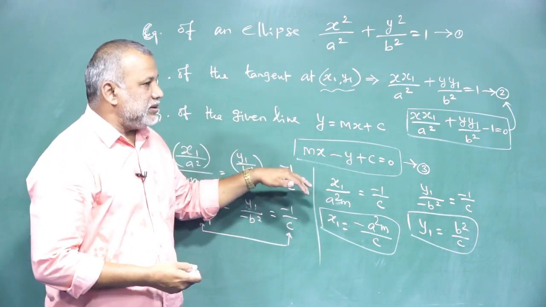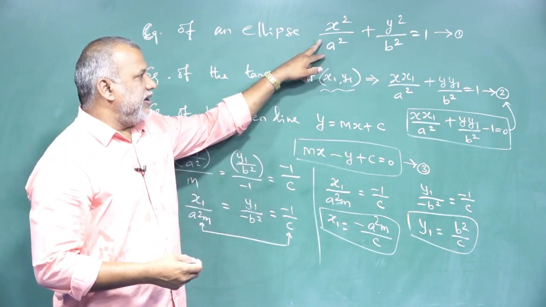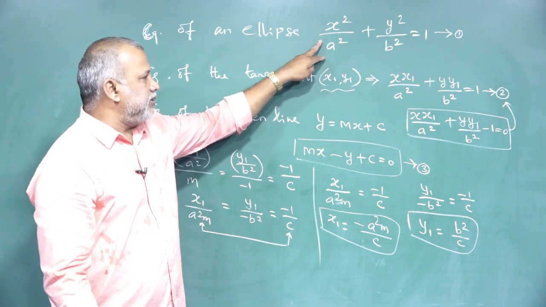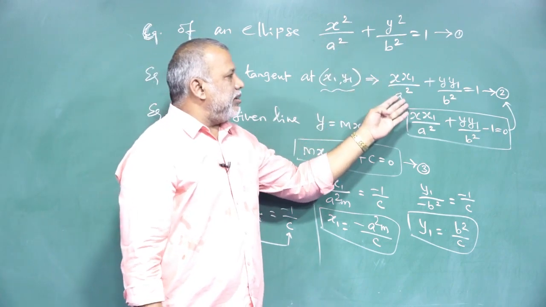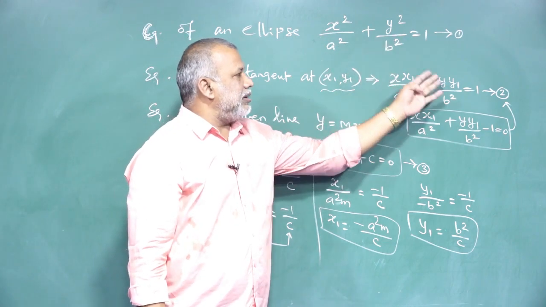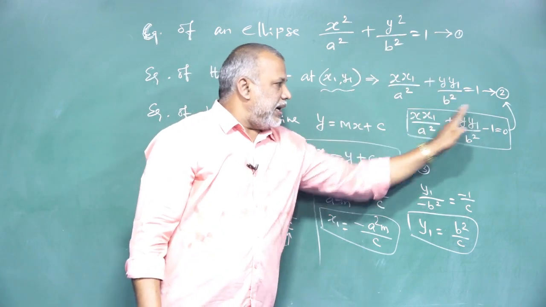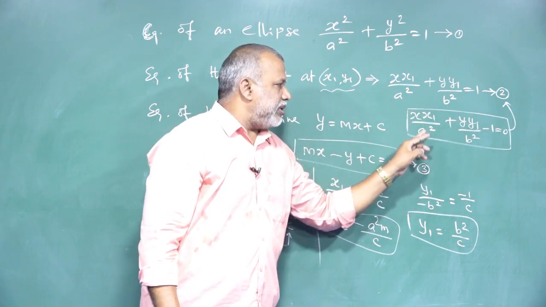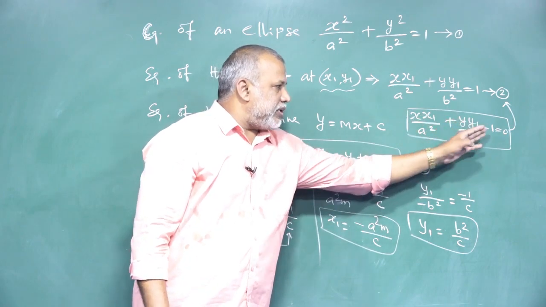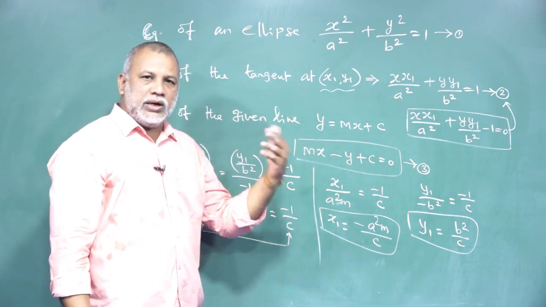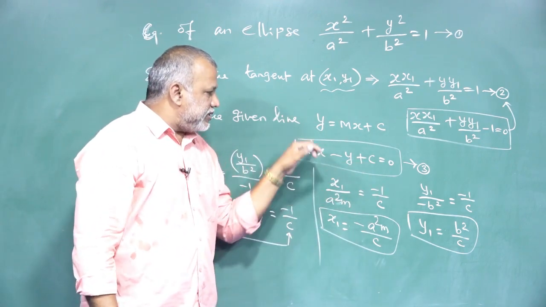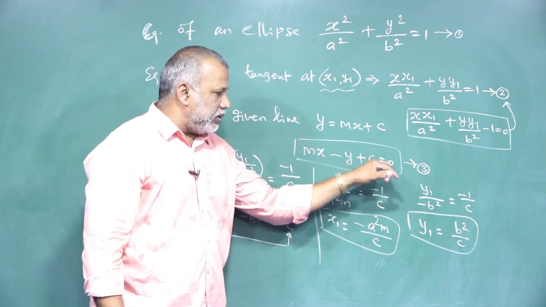So far, just listen to this concept. Given an ellipse, that means the standard equation of an ellipse. The equation of the tangent at x1 comma y1: x squared is replaced by xx1 by a squared, y squared is replaced by yy1 by b squared, equal to 1. I can rearrange this as xx1 by a squared plus yy1 by b squared minus 1 equal to 0. This is the equation of the given line, y equal to mx plus c. Convert to the same side: mx minus y plus c equal to 0.